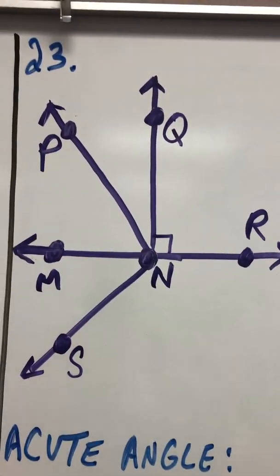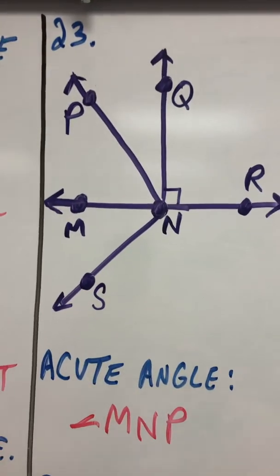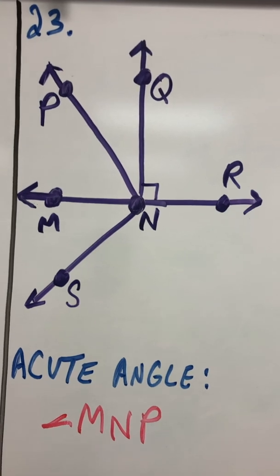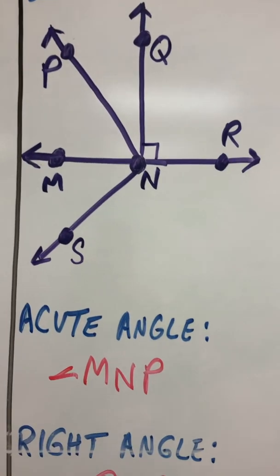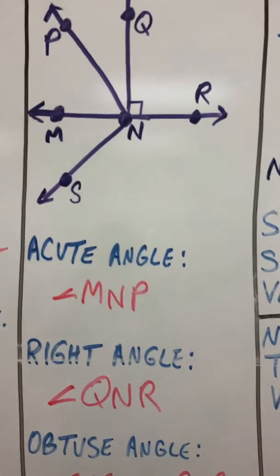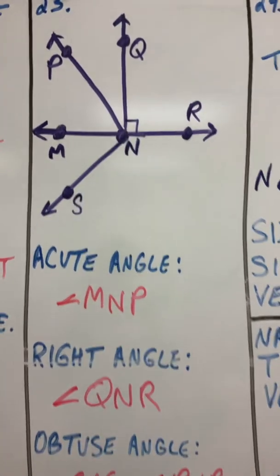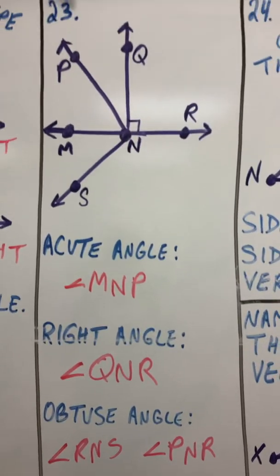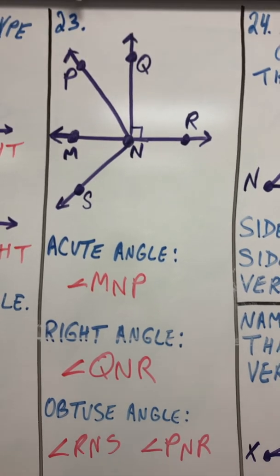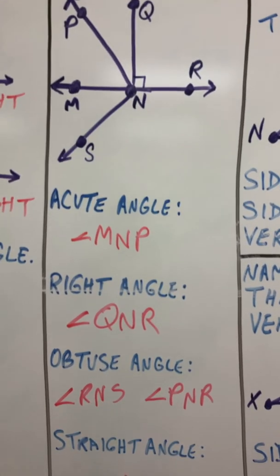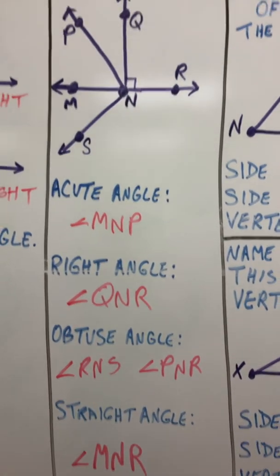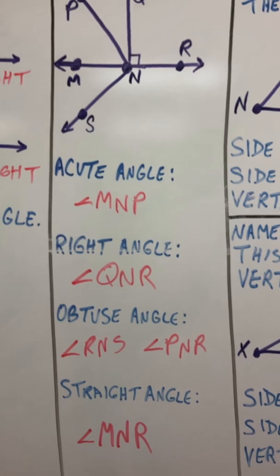In this figure, what's an acute angle? Angle MNP is less than 90 degrees. There are more. Name a right angle. Angle QNR. Name an obtuse angle. Angle RNS is more than 90 degrees. Angle PNR is more than 90 degrees. A straight angle, straight across, angle MNR, straight across.